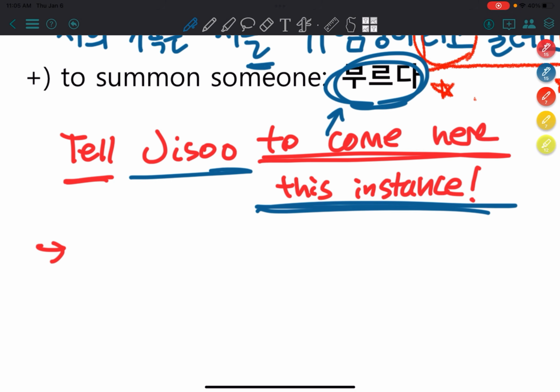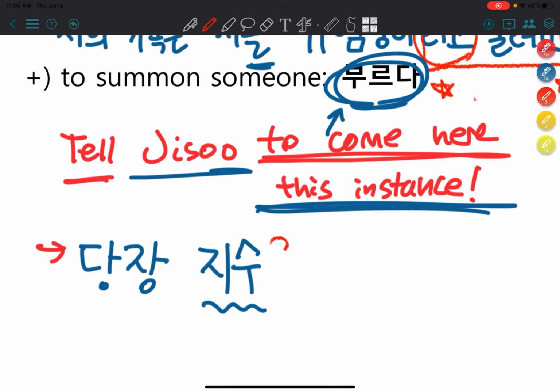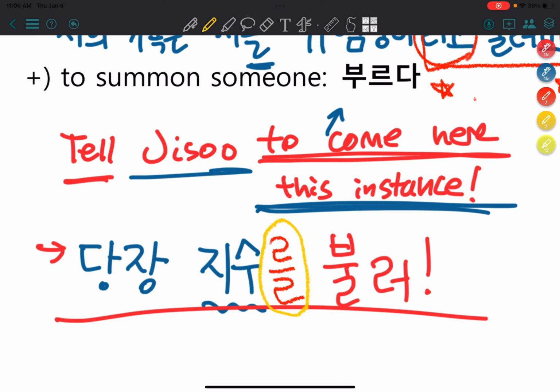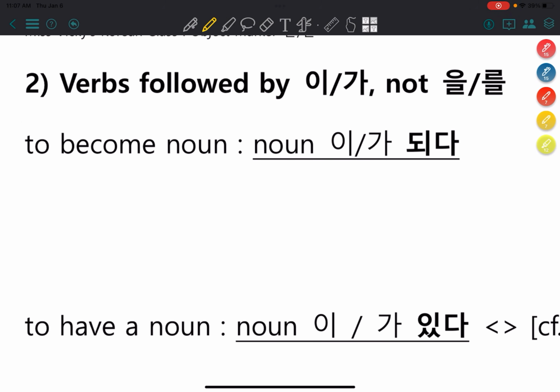So you can say this instance 당장, 지금 당장 지수, and then you can mark it with 를, and then we're gonna use 부르다. 당장 지수를 불러. So 지수, who is being summoned, you can mark it with the object marking particle. 당장 지수를 불러. And moving on to the second group, the verbs that are followed by 이가 when it seems like it has to be 을을, but it's actually not.